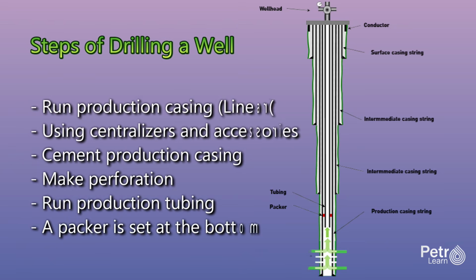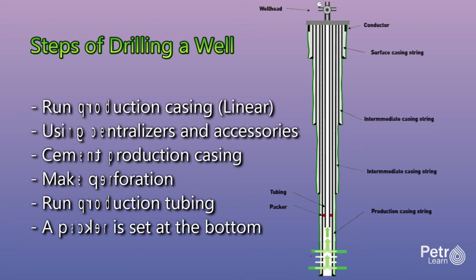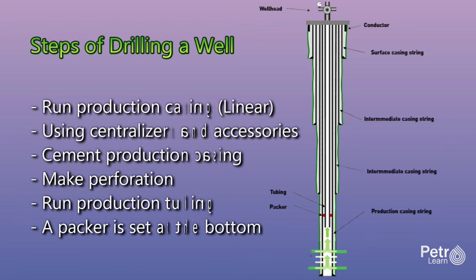Production casing, typically 7 inches in diameter, is run through the entire production hole to bottom. This casing string is called the production liner. The casing is run with centralizers and accessories. A liner hanger may be used, which is a mechanical device that suspends the liner from the intermediate casing rather than running it all the way to the surface. The production casing is cemented in place.